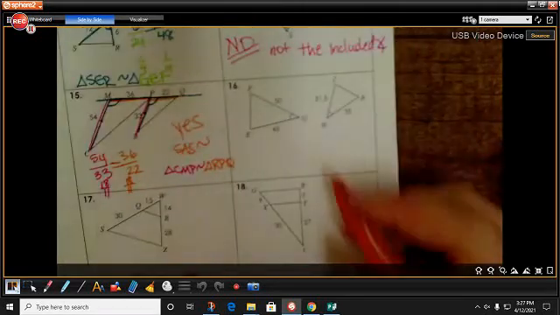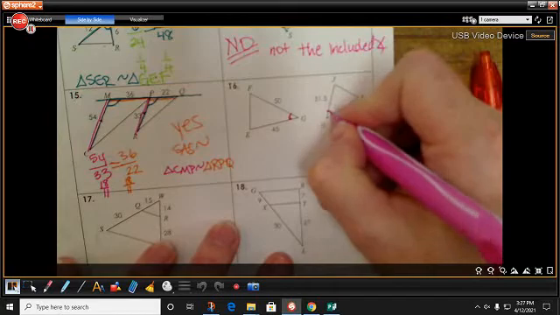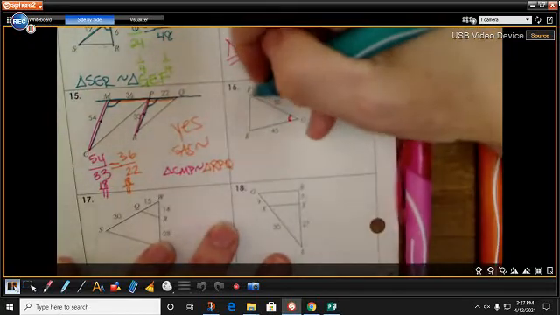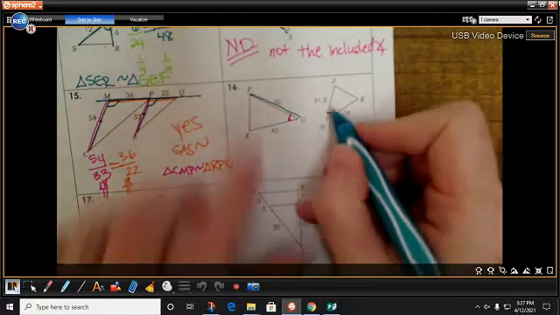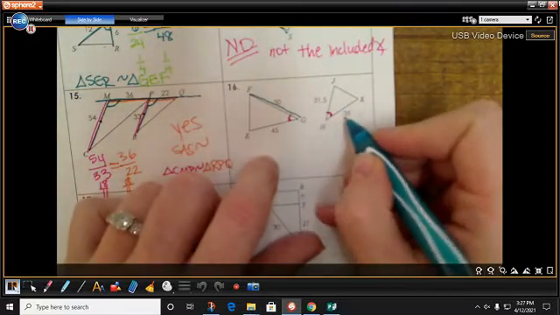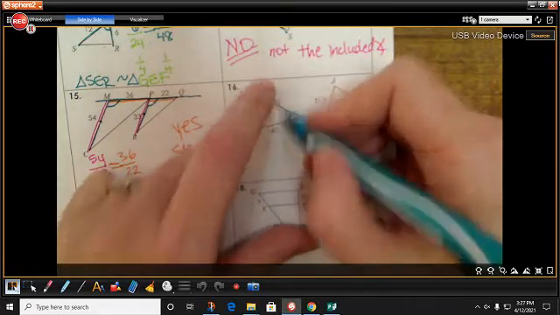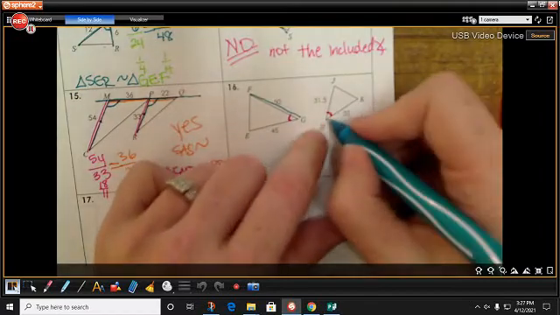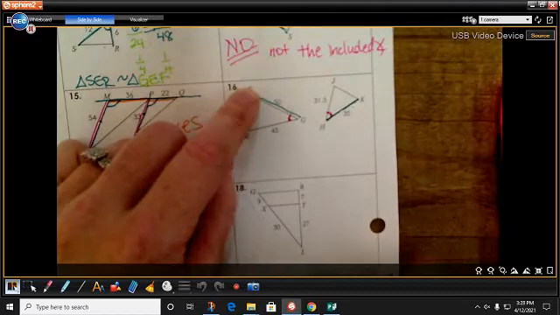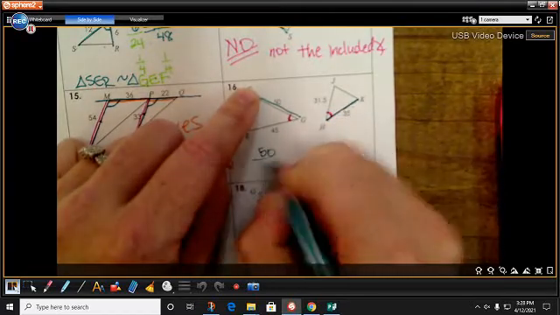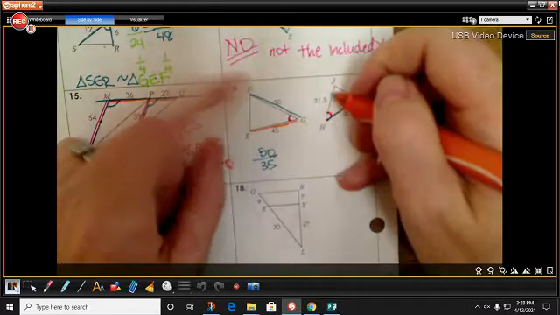For number 16, I do have a set of angles congruent, and it does appear that I have corresponding sides on either side of the angles congruent. I just need to decide which ones. So on this left one, I have a big and a small. And on this right one, I have a big and a small. So my big one on the right, I'll match up with my big one on the left. So 50 will go with 35. And I'll put my 45 with the 31.5.